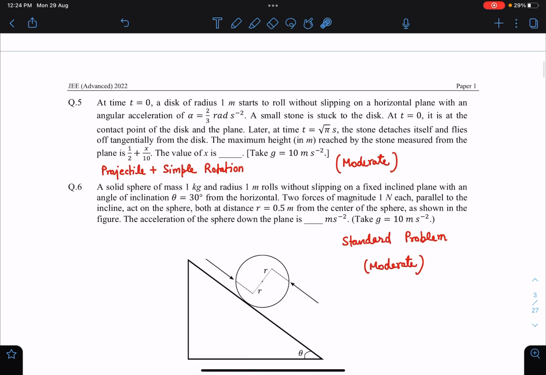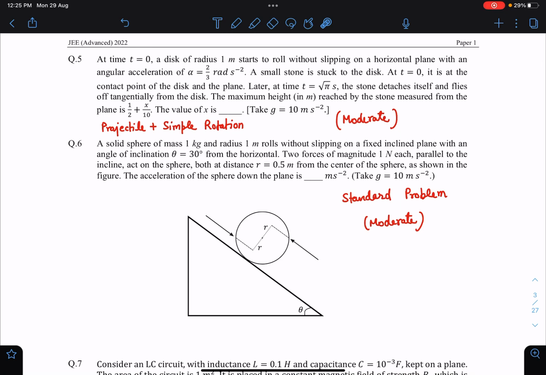Then this problem is from a mixture of rotation and projectile motion. I think nearly all good students would have solved this problem. And similarly, this question, I think nearly all good students would have solved it correctly. This was on the moderate-easy side.